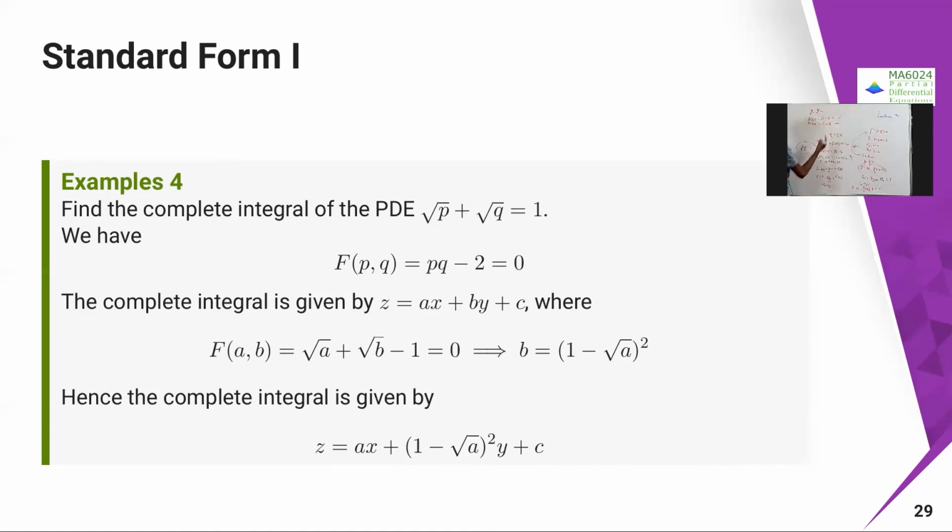So you got to solve for b. Square root of b equal to 1 minus square root of a is going to come. So b is going to become 1 minus square root of a, whole square. Therefore the complete integral is going to become z equal to ax plus 1 minus square root of a whole square into y plus c equal to 0. See, this is going to be the complete integral.